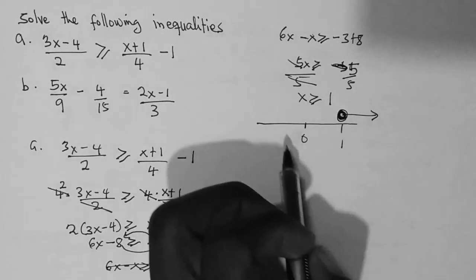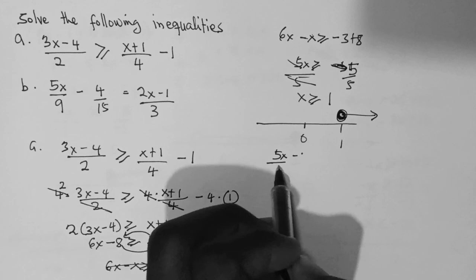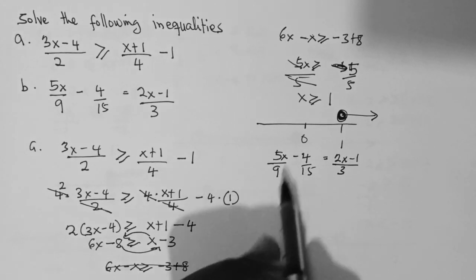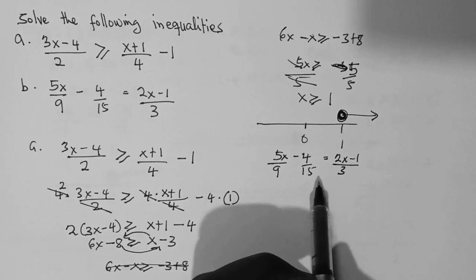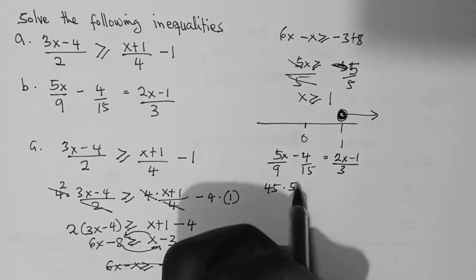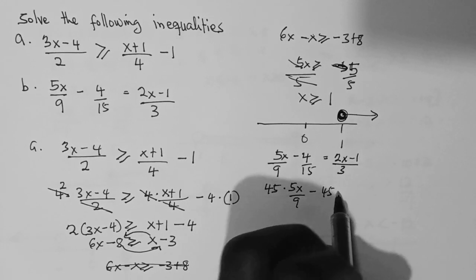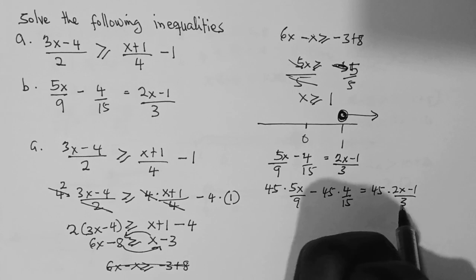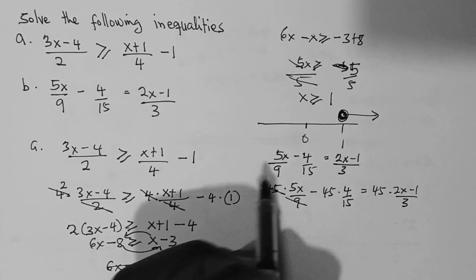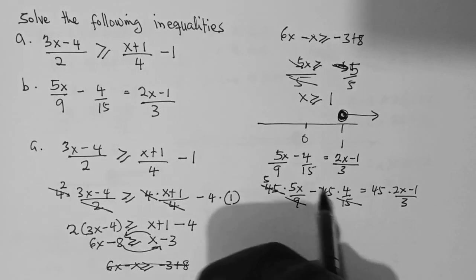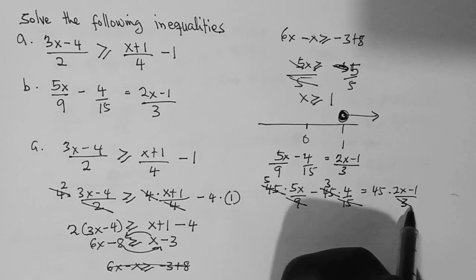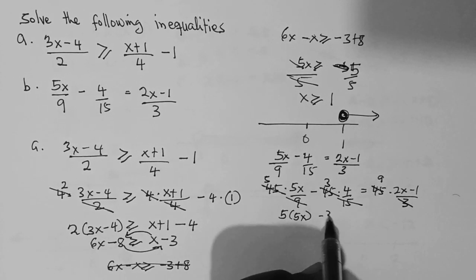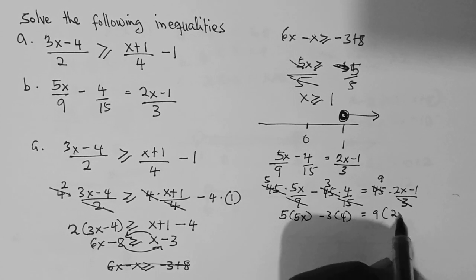Let's come to the b part, which is 5x over 9 minus 4 divided by 15 equals (2x minus 1) divided by 3. So what is the LCM between 9, 15, and 3? It is 45. So let's multiply through by 45, then minus 45 times 4 divided by 15 equals 45 times (2x minus 1) divided by 3. So this will cancel this. 45 divided by 9 is 5. 45 divided by 15 is 3. And 45 divided by 3 is 9. So we are left with 5 times 5x, then minus 3 times 4 equals 9 times (2x minus 1).